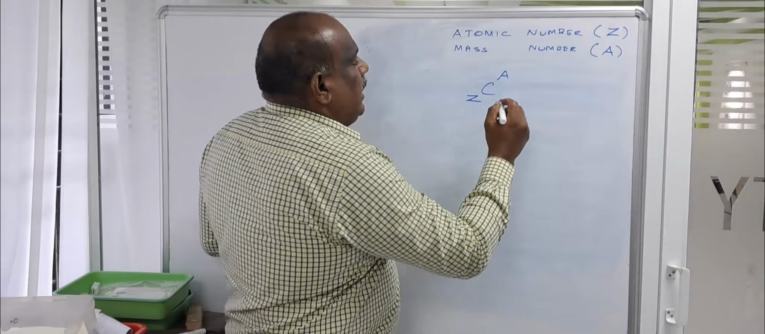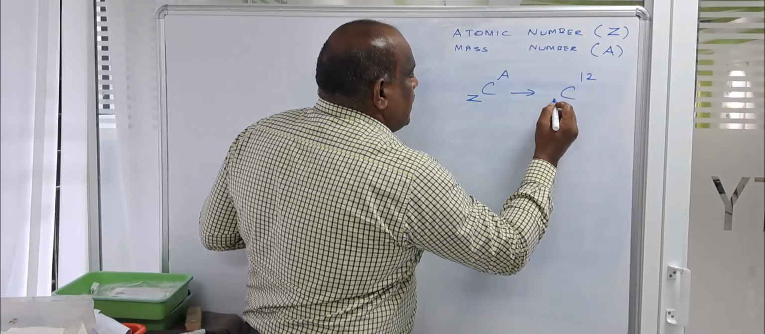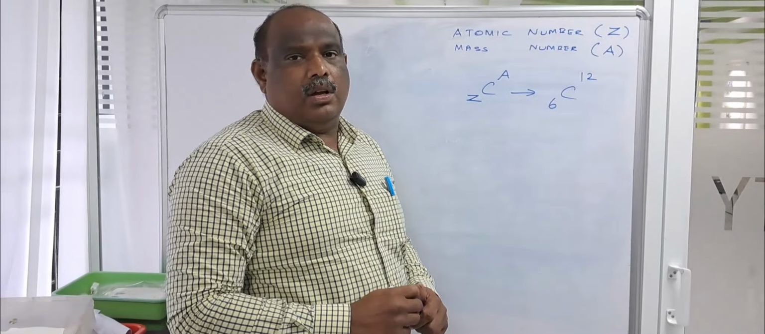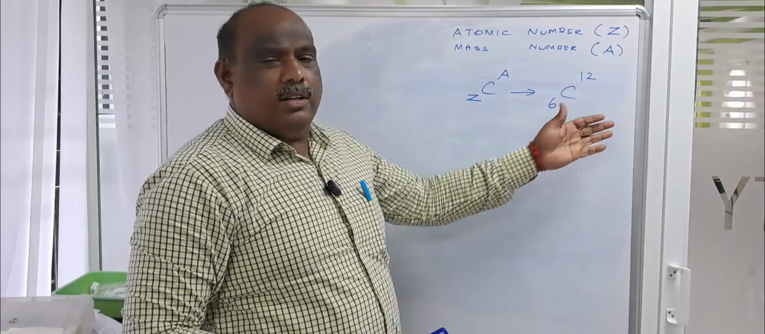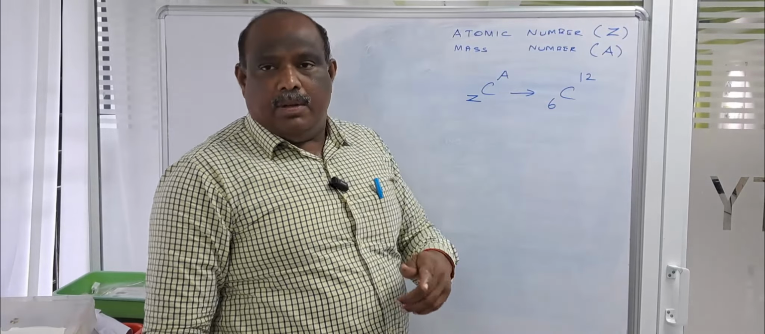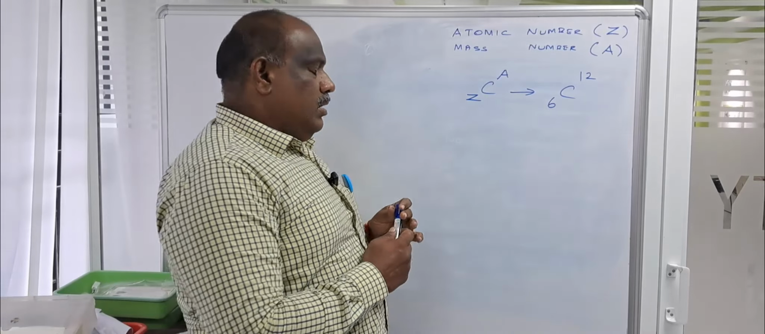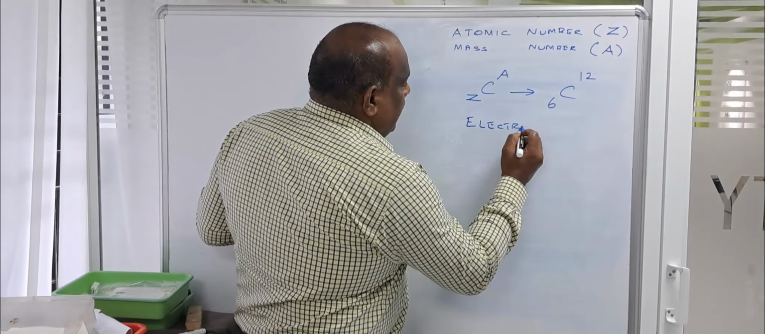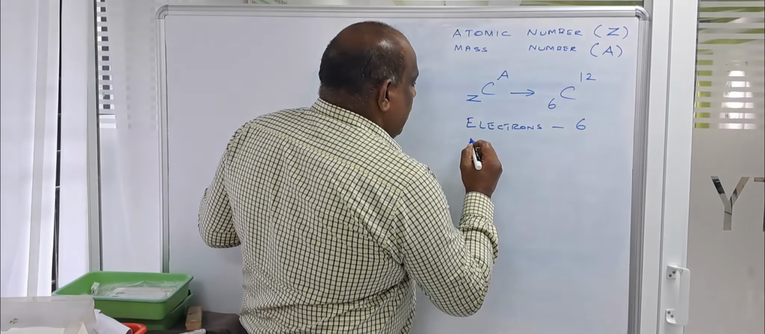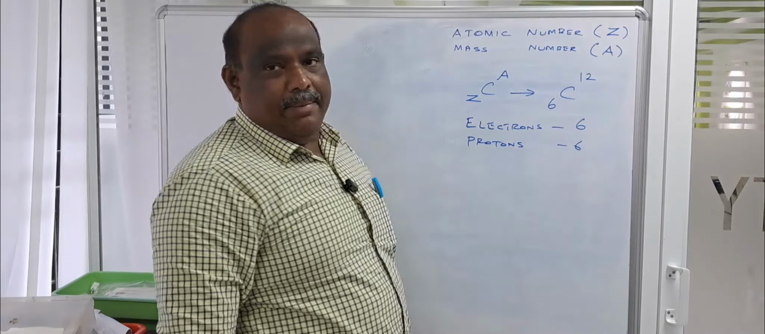For carbon, the mass number is 12 and its atomic number is 6. You will come to know how later, don't worry. Now you know the atomic number. What is meant by atomic number? The number of electrons or the number of protons. Very good. So what is the number of electrons in carbon? 6. And what is the number of protons in carbon atom? 6, because we know that both will be the same.